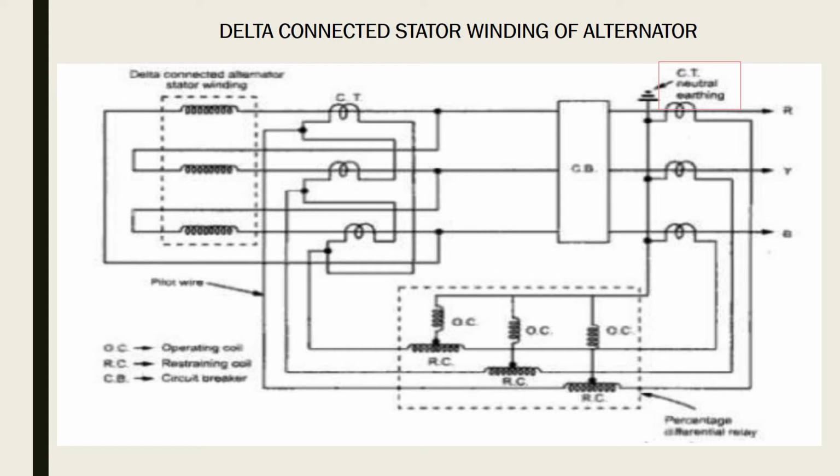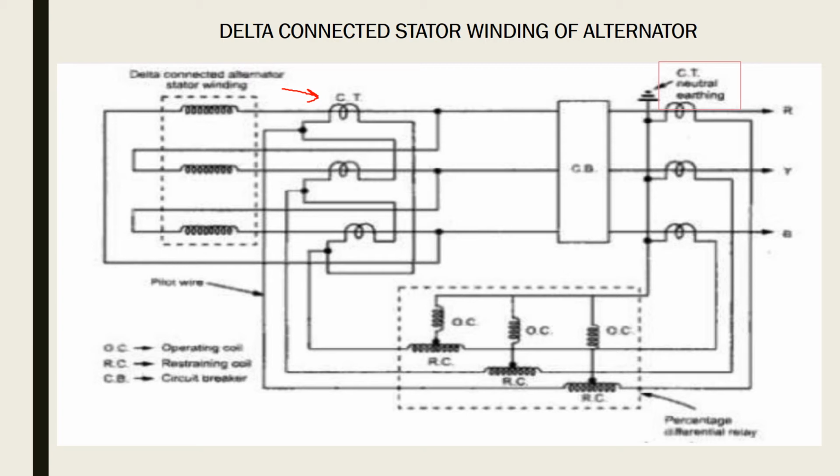Similarly, if we see the delta connected stator winding, here you will see the difference in the CT this side, as a delta connected alternator stator winding is always preferred. The CT connection used here is also delta connected, whereas the phase outgoing sides are connected in star. Here one neutral earthing is obtained, whereas in the star connected stator winding we have obtained two neutral earthing points.